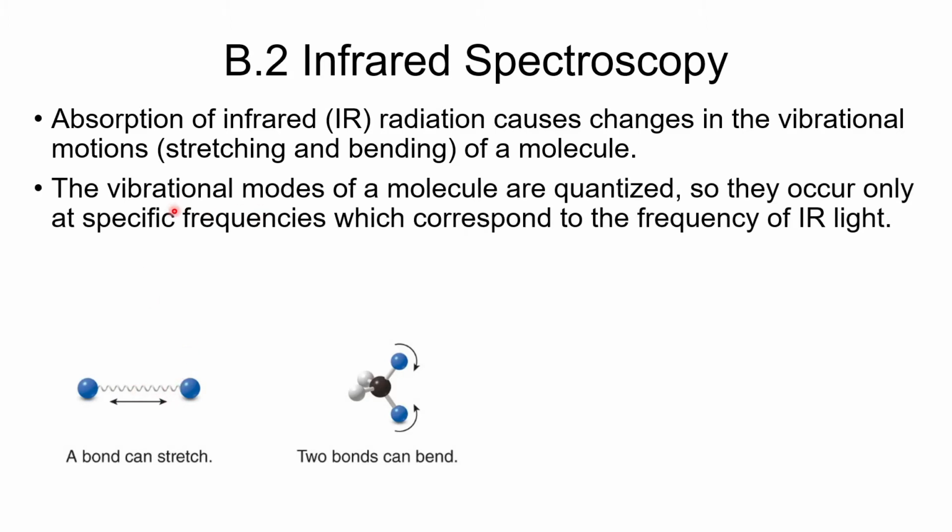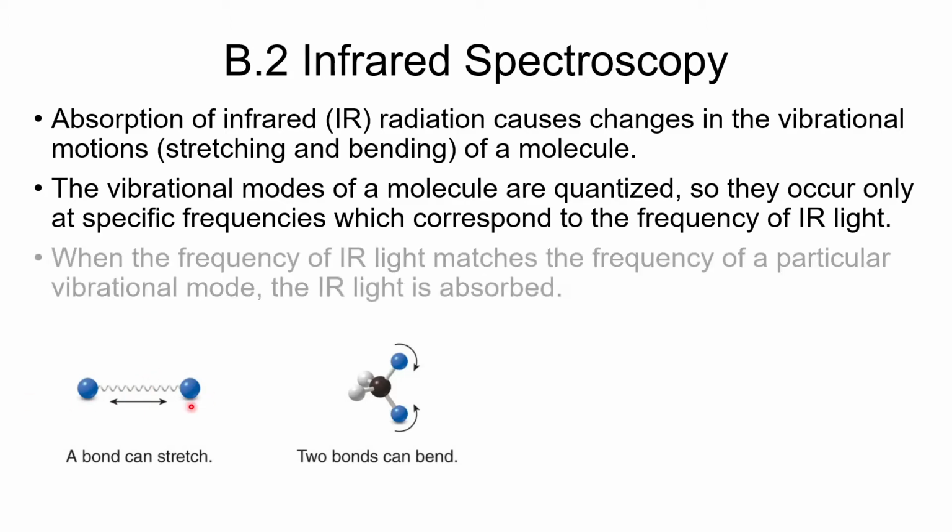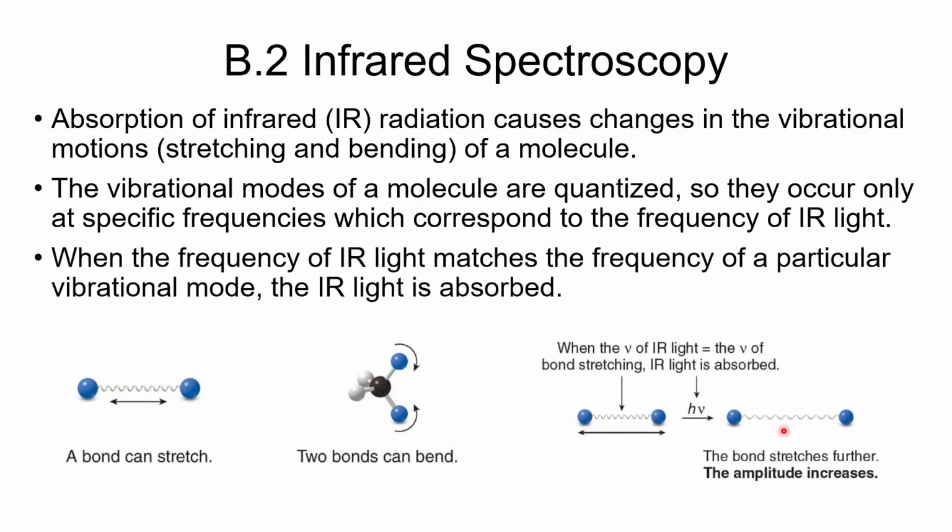These vibrational modes are quantized. A molecule could have one vibrational state where it is vibrating back and forth at a certain frequency, and then when it gets hit with the right frequency of infrared radiation, the right energy, it can jump up to a higher energy state. When it does, it will be vibrating with a greater amplitude. So when the energy of the infrared photon matches the difference in energy between the vibrational states, we can cause the molecule to vibrate at a higher amplitude.